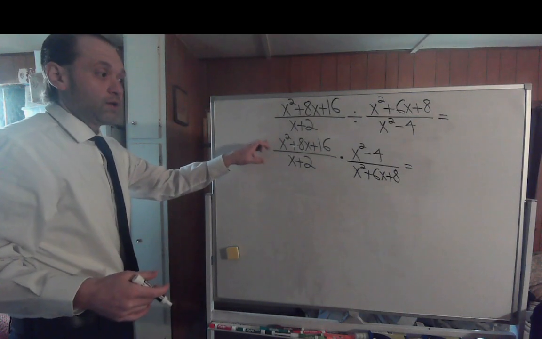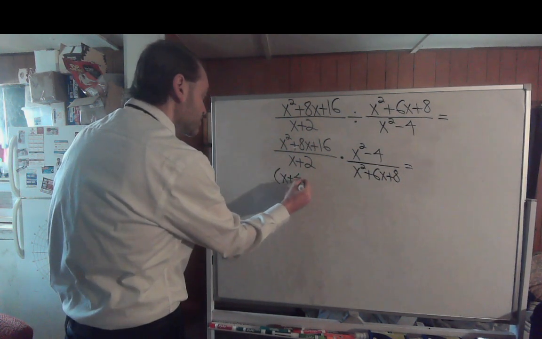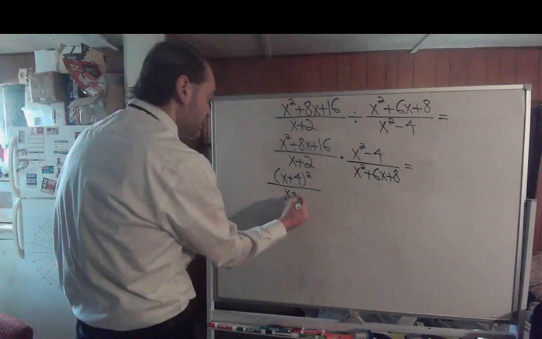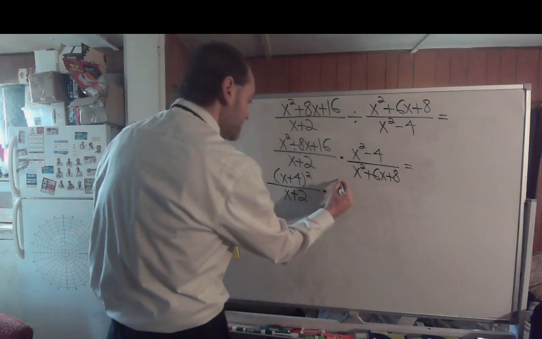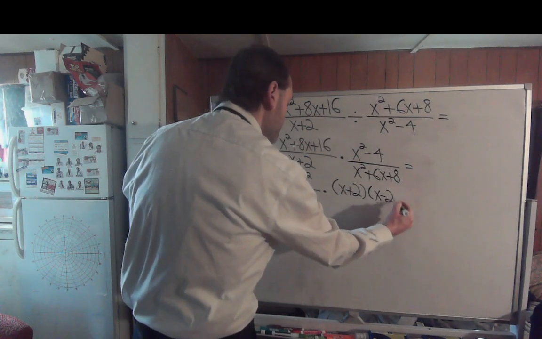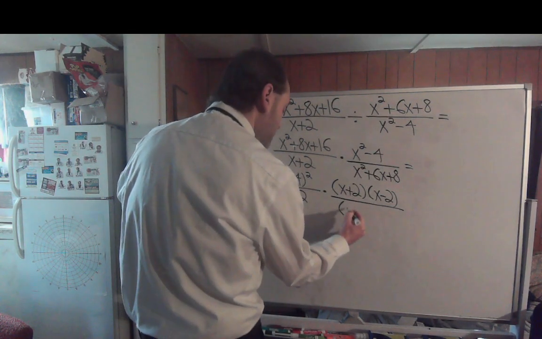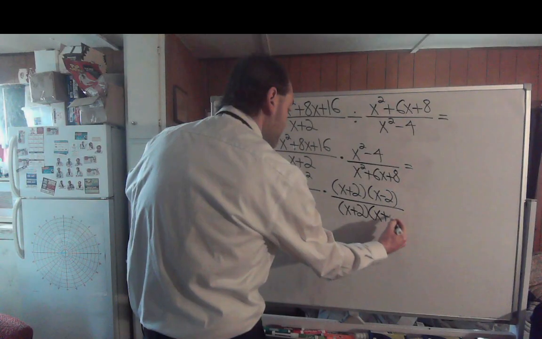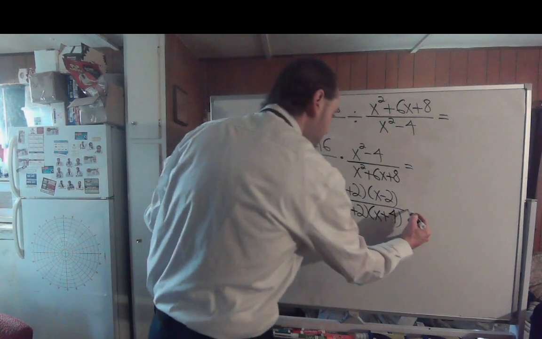So in the numerator of the first term, this literally would turn into a binomial square of x plus 4 squared over still that x plus 2, times the numerator of your second term would turn into x plus 2 times the quantity of x minus 2, all over your denominator would become x plus 2 times x plus 4. Okay, we factor completely. Let's look for what we can cancel out.